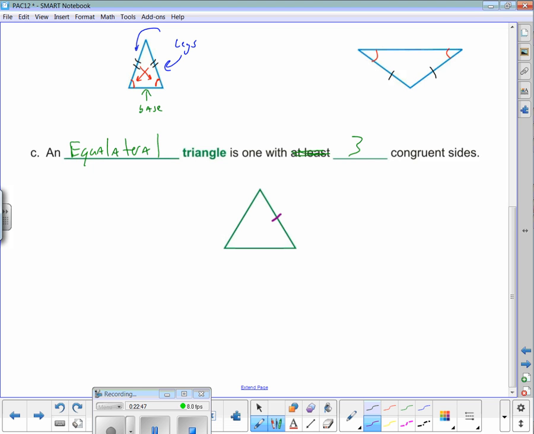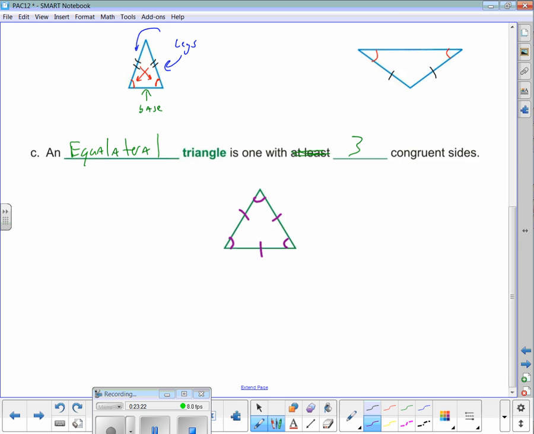And again, we're going to just 1 mark it. You can use black or red or green or whatever you want to show the congruent sides. Oh, by the way, because the sides are congruent, all the angles will also be congruent. Every equilateral triangle is also an equiangular triangle.